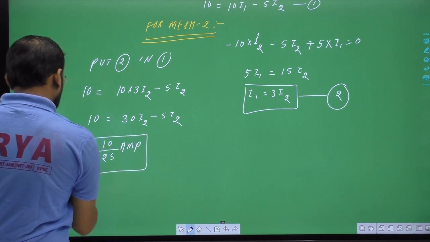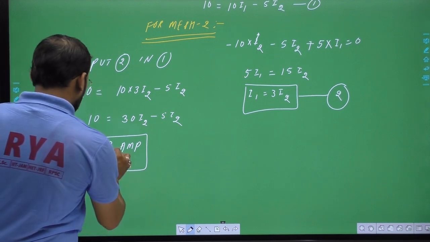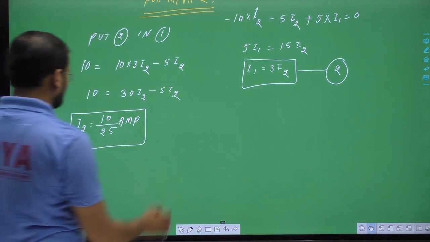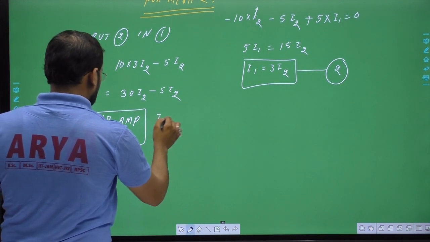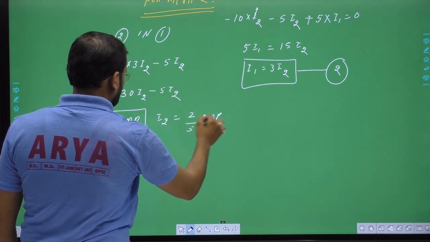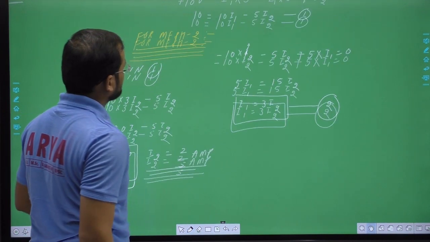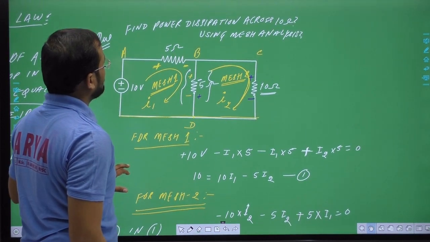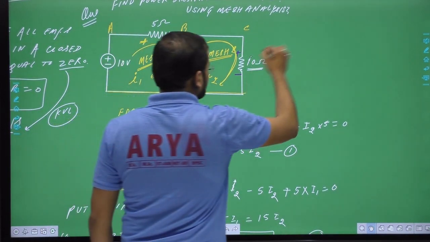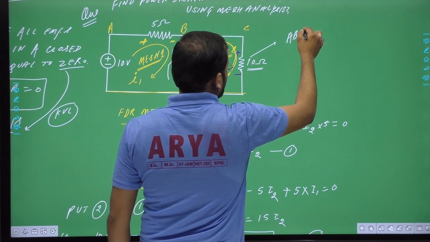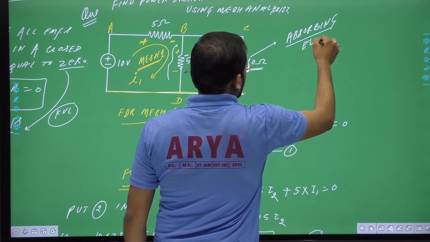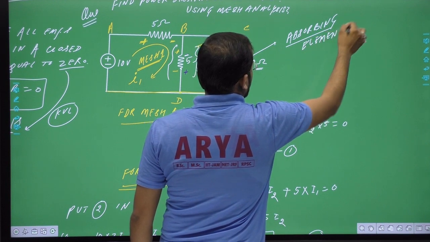What is the value of I2? 10 by 25 ampere, or 2 by 5 ampere. We have to find the power distribution across the resistor. As resistor is an absorbing element, power gets dissipated here.